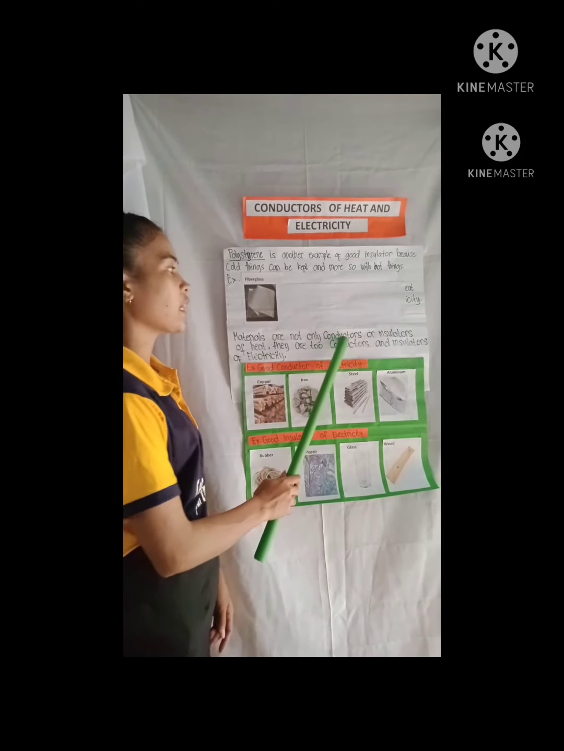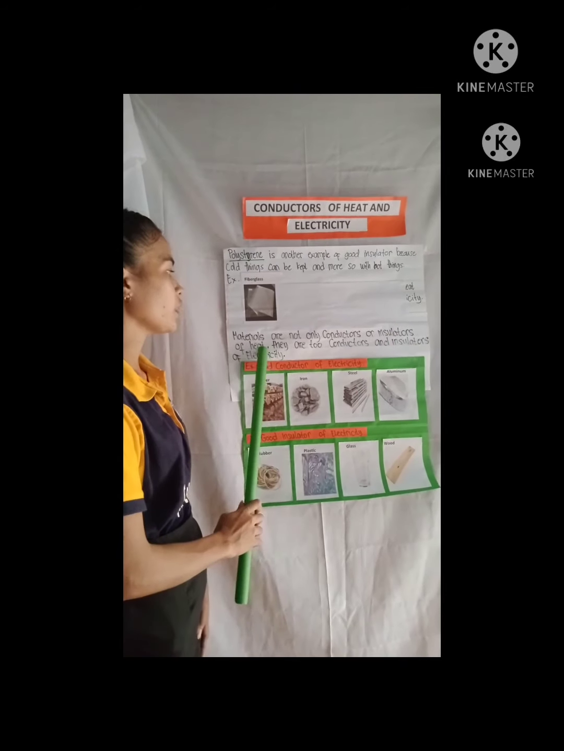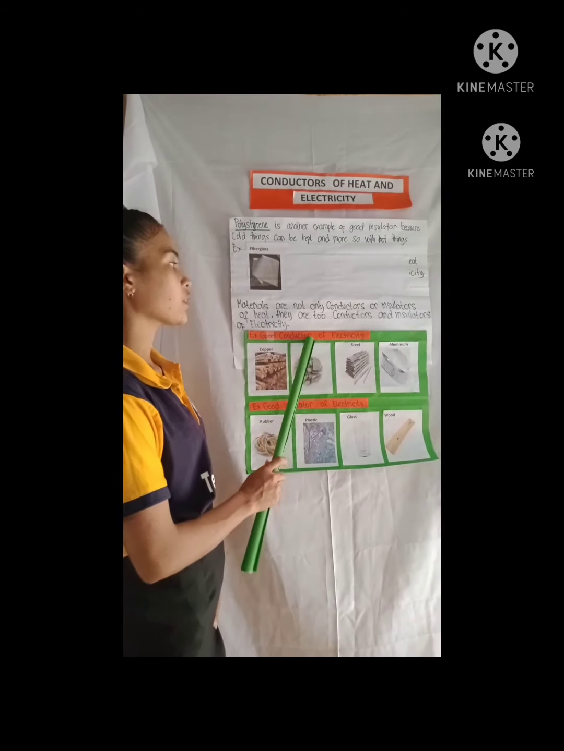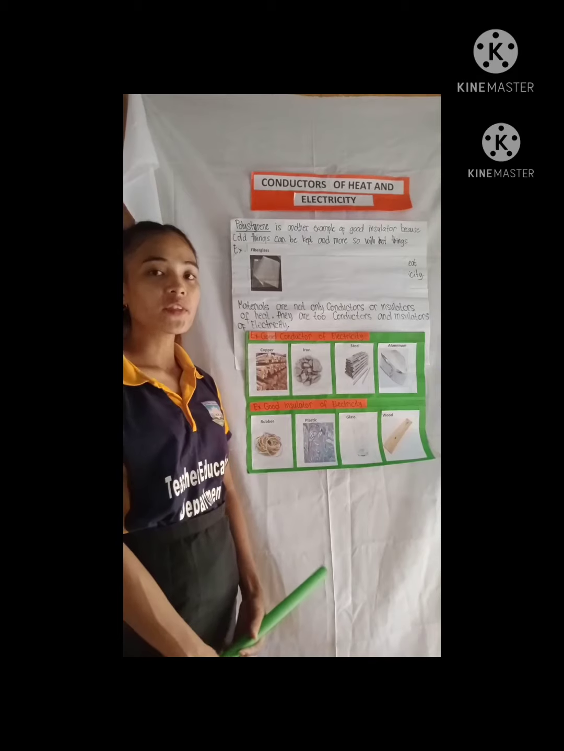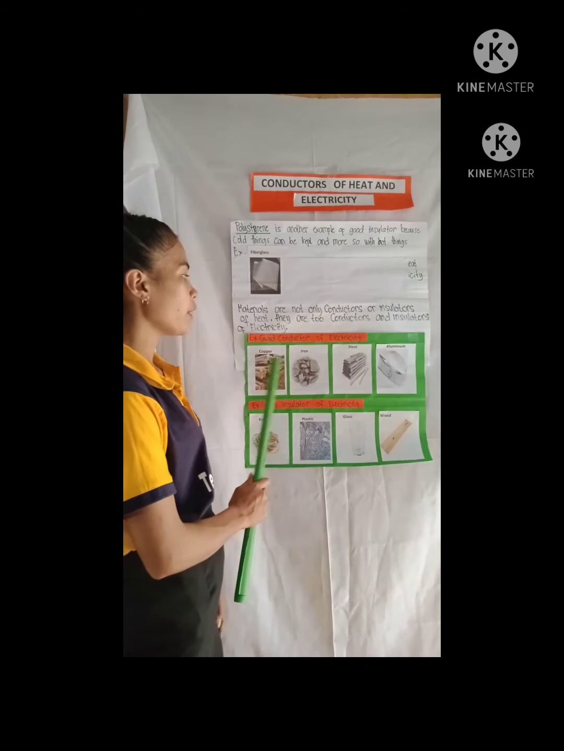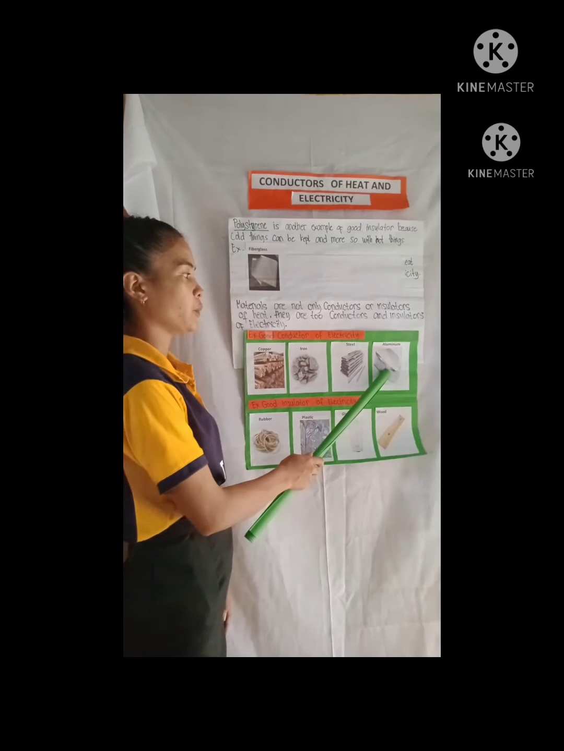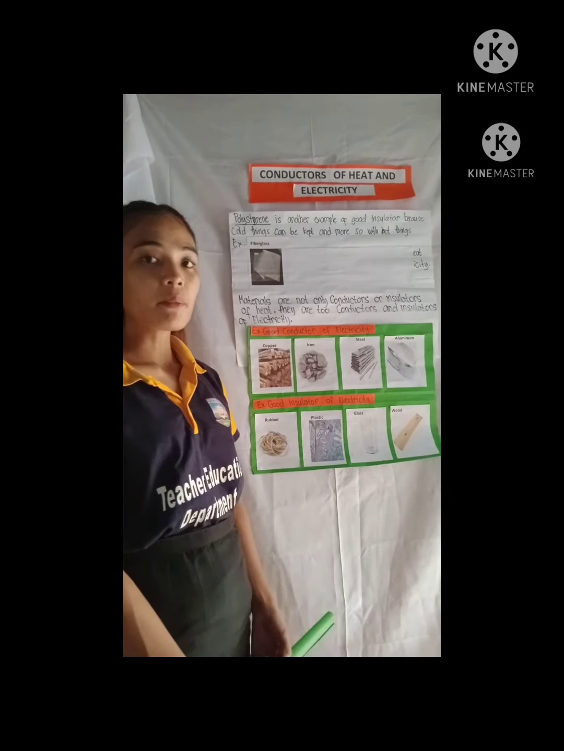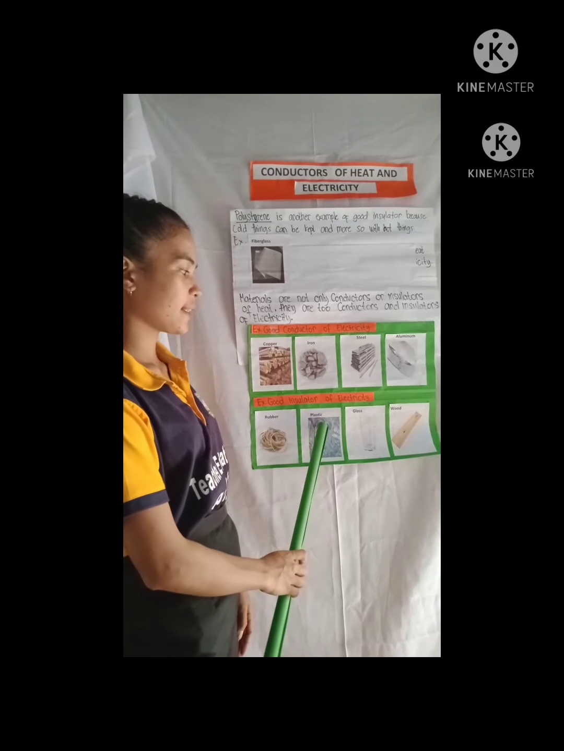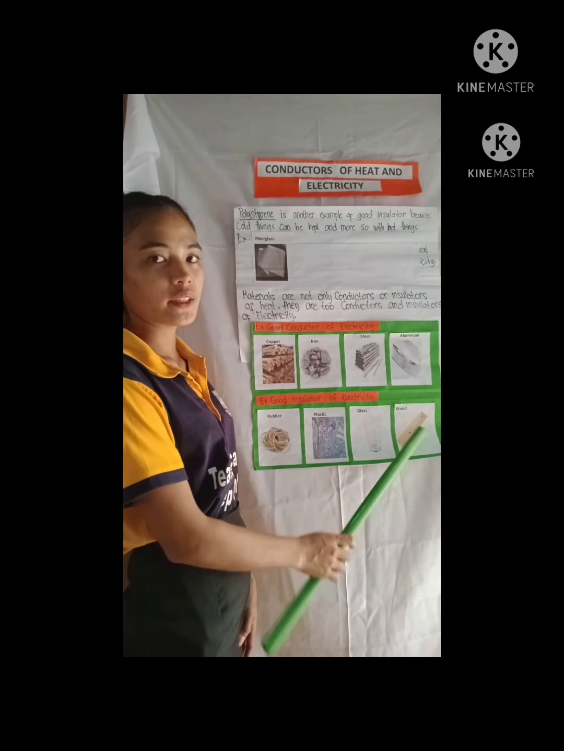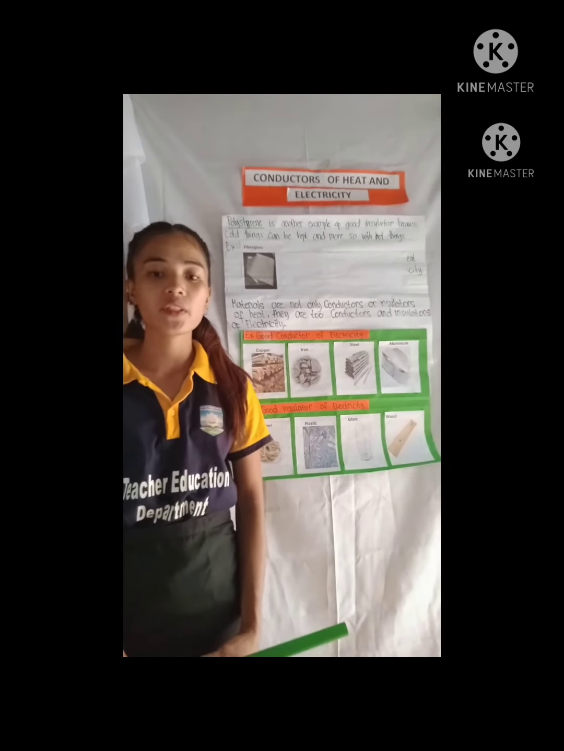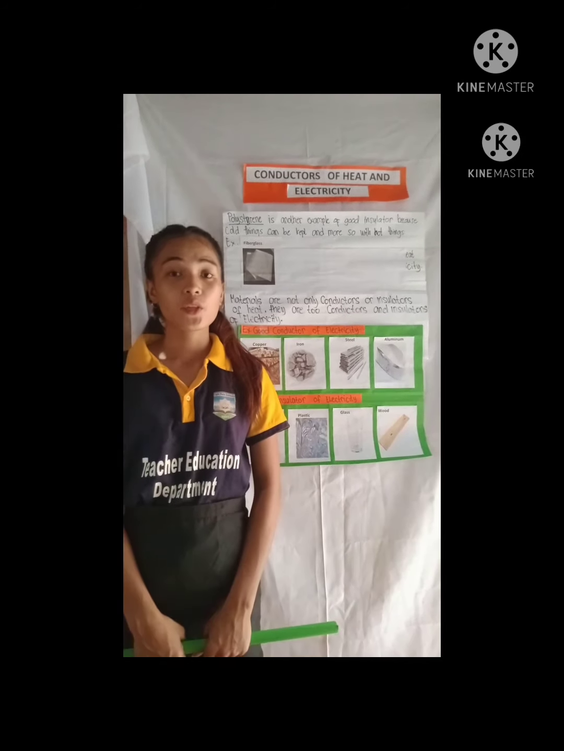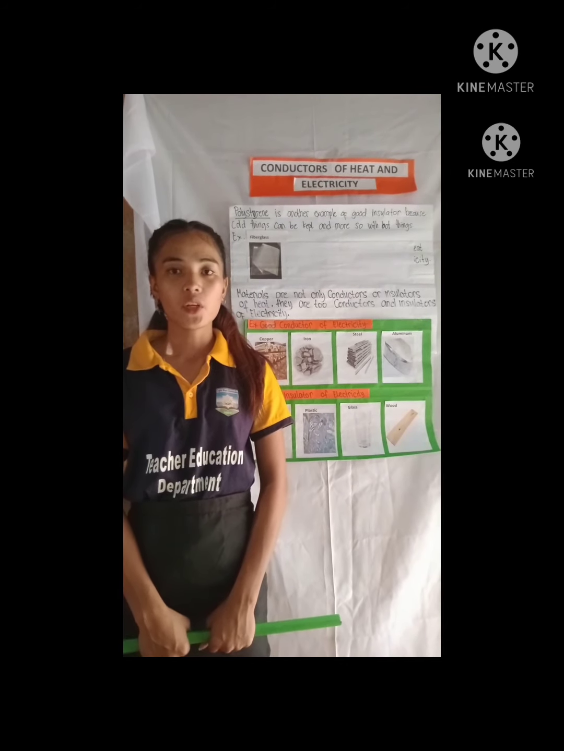Materials are not only conductors or insulators of heat, they are also conductors and insulators of electricity. The good conductors of electricity, of course, are the metals. We have copper, iron, steel, and aluminum. Good examples of insulators of electricity, the non-metals, are rubber, plastic, glass, and wood. These things don't conduct electricity. Most insulators of electricity are non-metals. Do you understand me? Okay, very good.